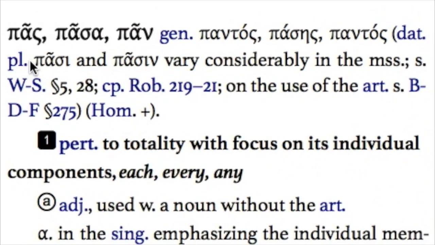But now what's going on here with pas? This is not like a nominative and a genitive and an article at all. This is like three forms. Hopefully you know. This is the masculine form, the feminine form, and the neuter form.